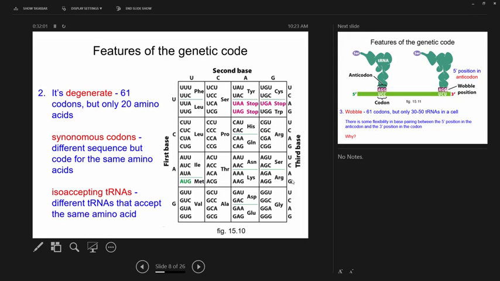Iso means, oh, we're going back to chemistry. What does iso mean in chemistry? What's isopropanol? It's an alcohol, but what does the iso mean? It's a branched chain, and are they the same or different on both sides? So it's the same, right? So iso means the same. And so iso-accepting tRNAs are different tRNAs that accept the same amino acid. So you're going to get different tRNAs here that all accept valine, for example.